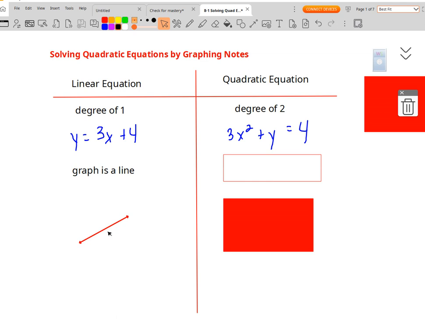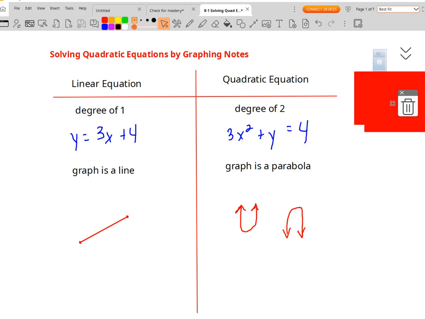A quadratic equation is not a line. The graph of a quadratic equation is a parabola. And this is what a parabola looks like. So I need you to draw that. It's like a U that opens up or opens down. It cannot open left or right. If it's a U that opens sideways, it's not a parabola. It will not be the graph of a quadratic equation.